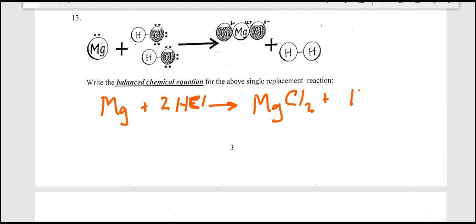And then hydrogen gas. Okay, so here's metallic bonding, covalent bonding, ionic bonding, and covalent bonding. And there it is. That's the balanced chemical reaction.